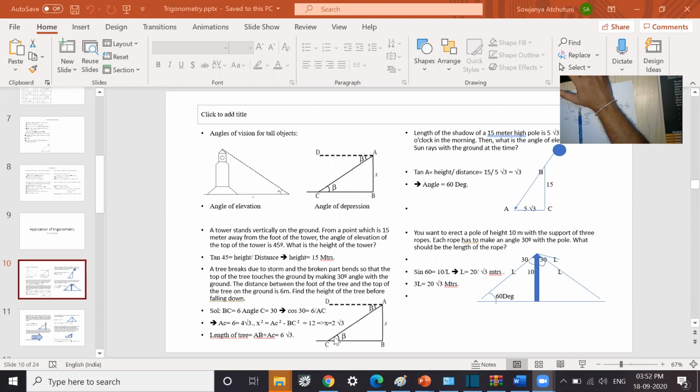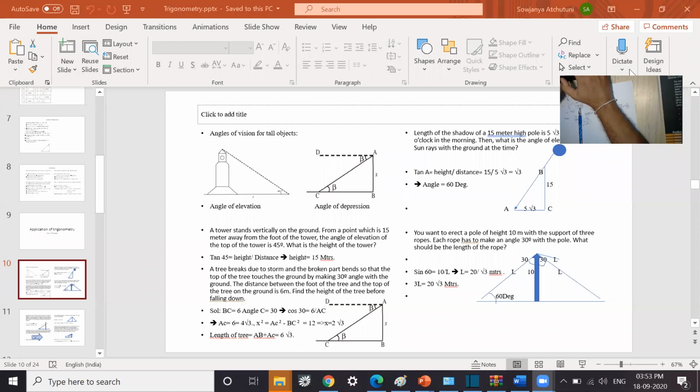And what is AC? cos 30 is equal to 6 by AC. But cos 30 is root 3 by 2. So AC is equal to 6 by root 3 by 2, which is 4 root 3. When we add these two, 4 root 3 plus 2 root 3, it is 6 root 3, the original length of the tree. So 4 root 3 is the cut and fallen part, and 2 root 3 is remaining.